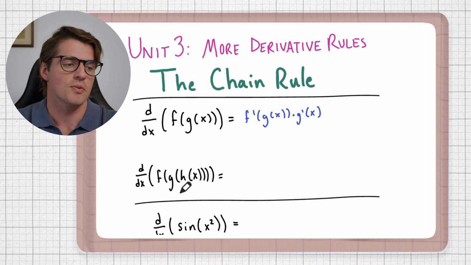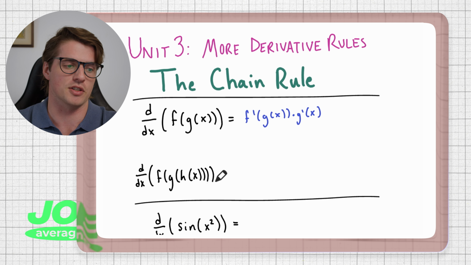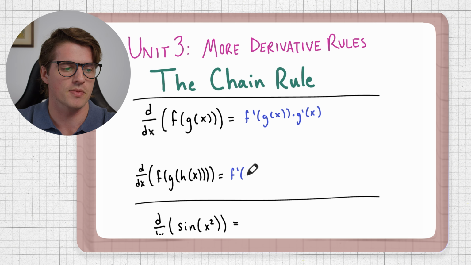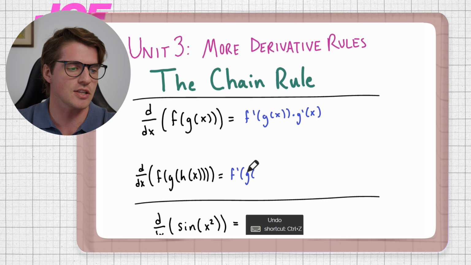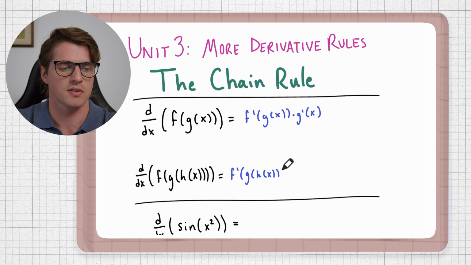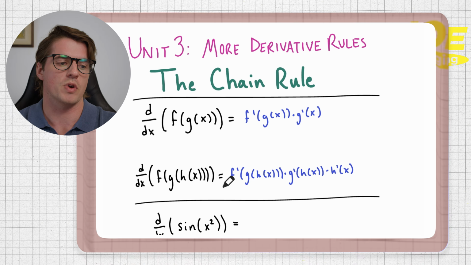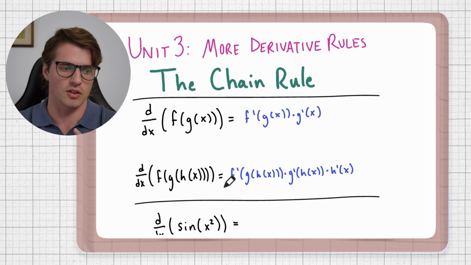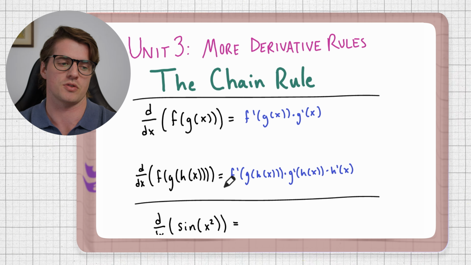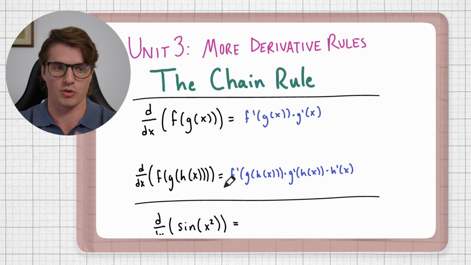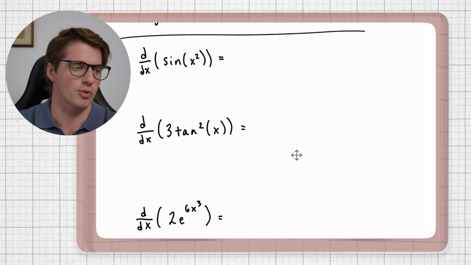Okay, now we could have three or more functions inside of each other. So I'll quickly write the chain rule for three functions. We have f prime of g of h of x times g prime of h of x times h prime of x. We could do this with as many functions as we wanted. We have the derivative of the outside, leaving the inside alone, then the derivative of whatever's in the middle, so g in this case, and then finally the derivative of h, which was our innermost function. So let's try some problems.